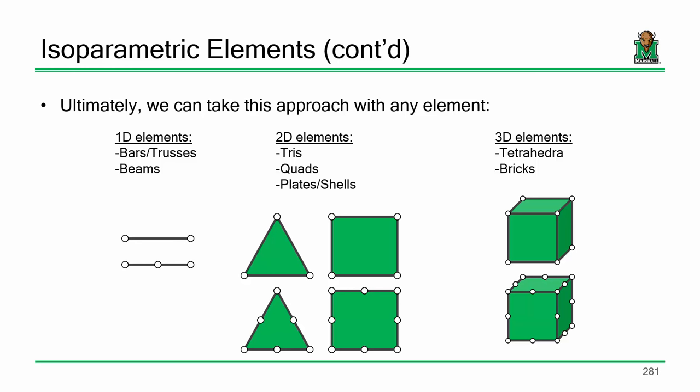Now, up until this semester, we've been dealing with just this. I mean, really, we've spent about 7 or 8 weeks talking about 2-noded bars, 3-noded bars, 2-noded beams, 3-noded beams. We haven't been talking about geometrically really complicated stuff, just a bunch of lines. Well, that's going to change with this discussion of isoparametric formulations.